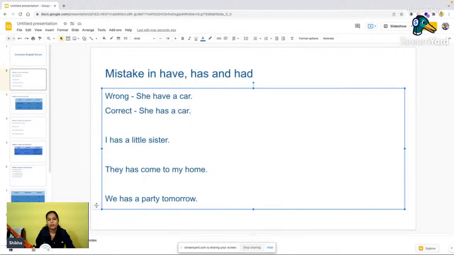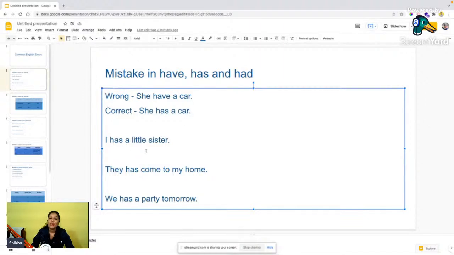Now here, it doesn't mean that whenever we are talking to somebody, we use you. So now I'm talking to you, and that's why I'm using you. Now, you never takes the singular form of the verb. It will always take the plural form of the verb. So, with you, we'll be using have. You have a car. Okay. And the same is the rule with I. I will also take the plural form of the verb have. I have a car. Now, our next sentence is I has a little sister.